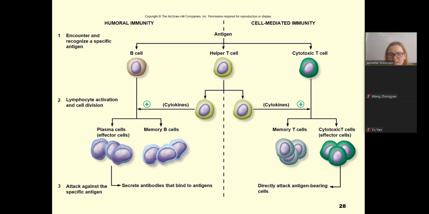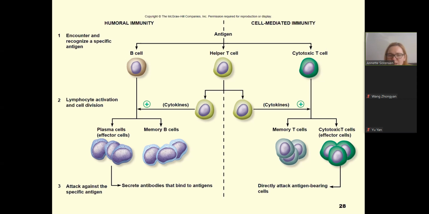Cytotoxic T cells is the same. So the cytotoxic T cells do not make antibody, but they actually directly attack antigen-bearing cells, so cells which have got this antigen. So direct attack. The B cells make antibodies which bind to the antigen.